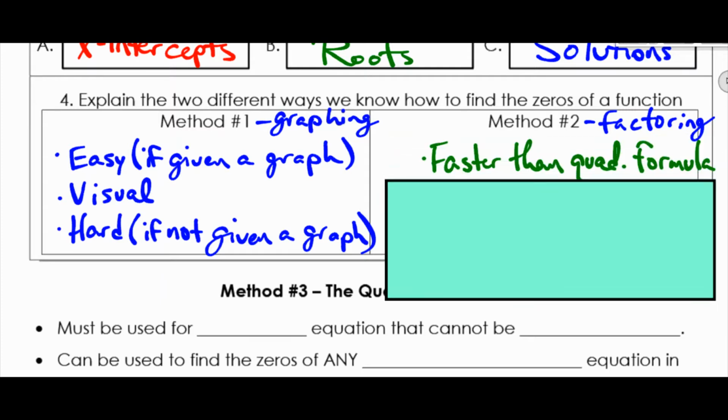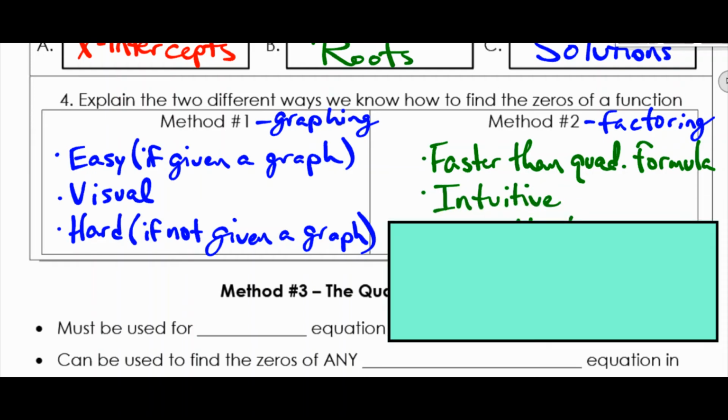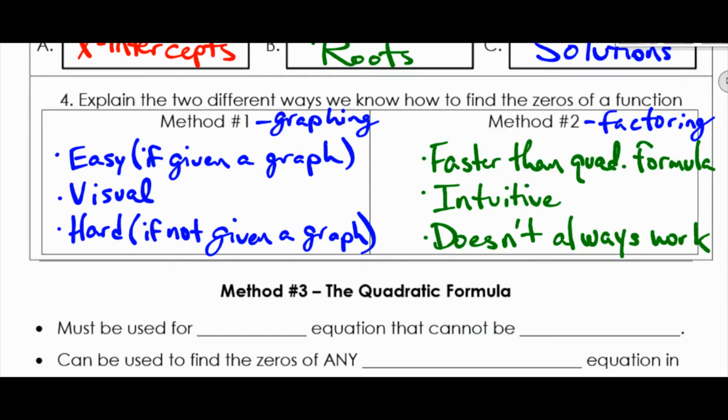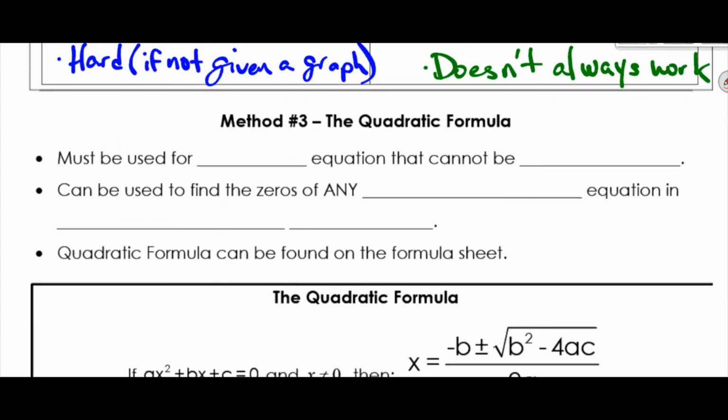Factoring is faster than the quadratic formula. It's also faster than graphing by hand. It's intuitive in that we set one factor equal to 0, and if one of the factors equals 0, then the whole thing equals 0. I think it's mathematically intuitive. If you understand what you're finding with that solution, when you set one factor equal to 0, you're really thinking about making the entire thing equal to 0. But it doesn't always work. It does not work for prime quadratics, which is exactly what's leading into method 3.